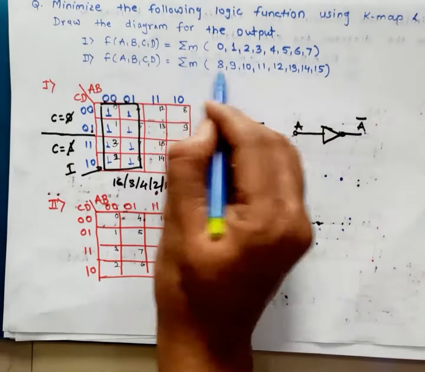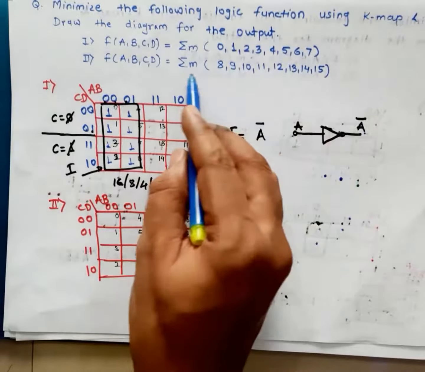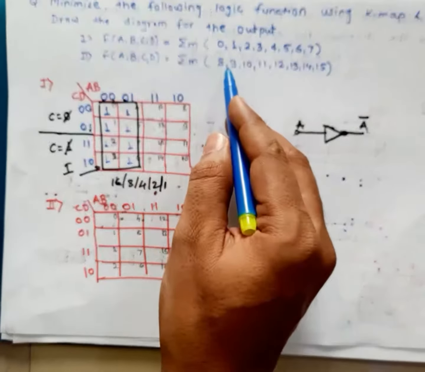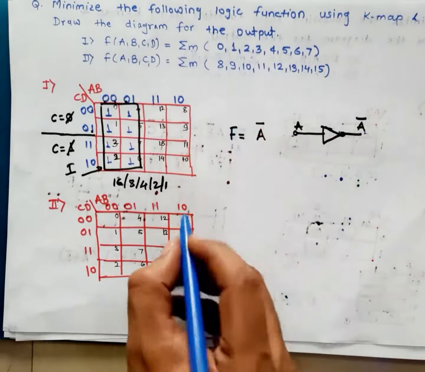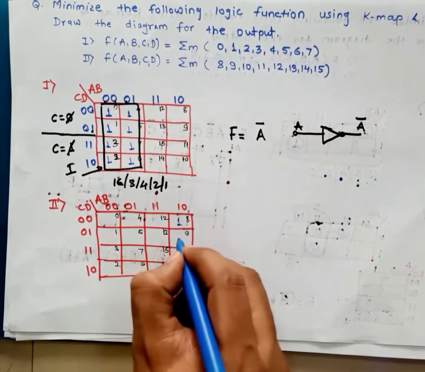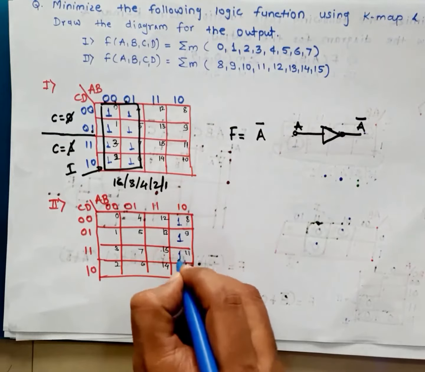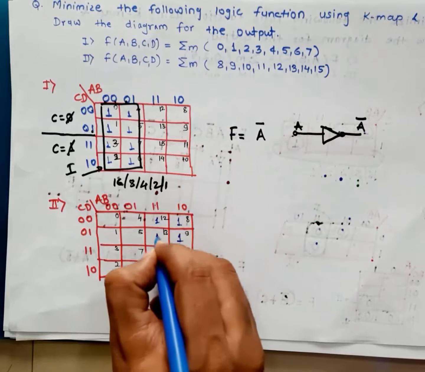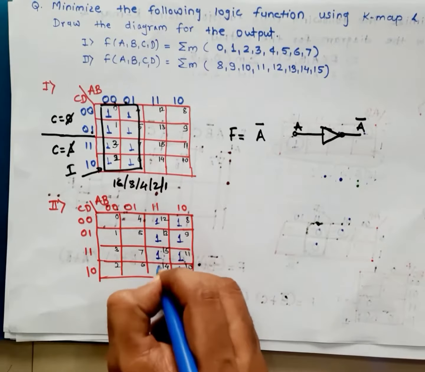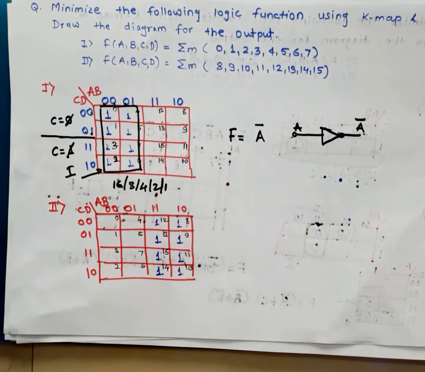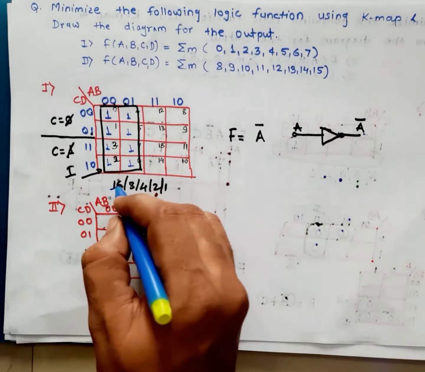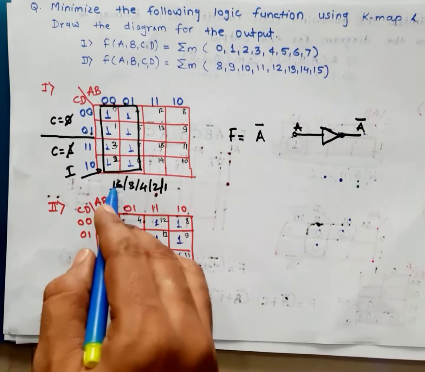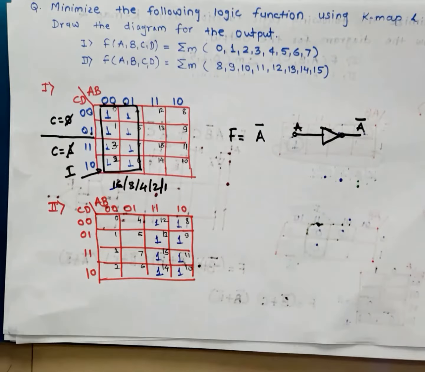Now, the given function is SOP, summation of m. So these minterms have high values. Now put the high values for the respective cells: 8, 9, 10, 11, 12, 13, 14 and 15. Again 8 cells having a high value, so start with the maximum group of cells. Is it possible to make a group of 16 cells? No.